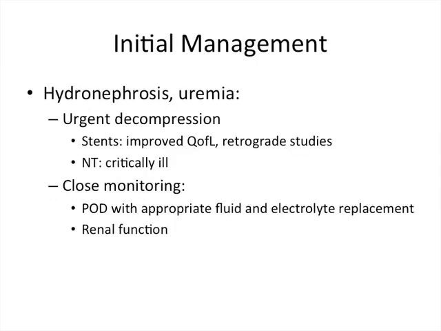Initially, for patients who present with hydronephrosis or uremia, urgent decompression is warranted. Stents are preferred if possible due to associated improved quality of life, and you can get retrograde studies at the time. However, if the patient's critically ill, consideration should be given to nephrostomy tubes. Following decompression, the patient will require close monitoring for post-obstructive diuresis and judicious replacement of fluid and electrolytes. Renal function should also be monitored in this setting.